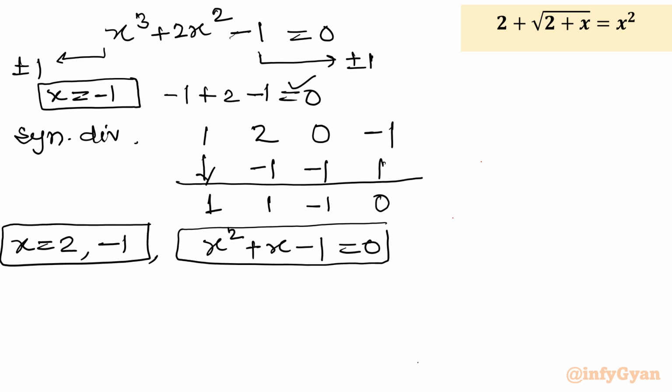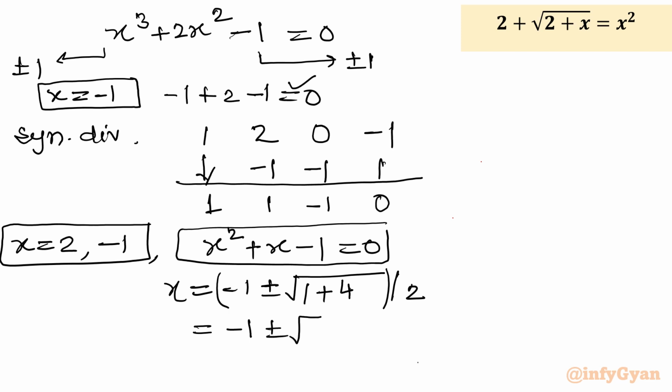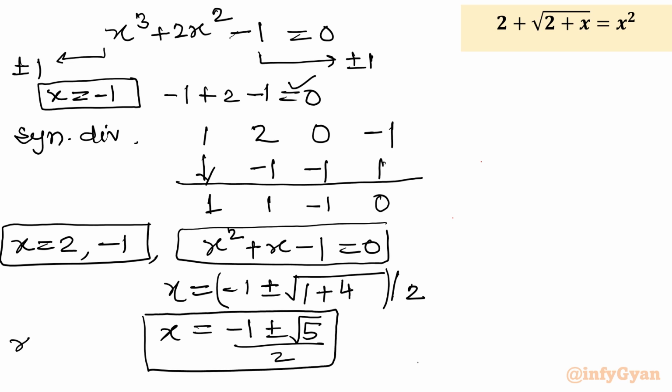Okay, now let's solve this quadratic equation quickly. x is equal to, by the quadratic formula, minus b, minus 1, plus minus the square root of b squared, that is 1 squared, minus 4ac, so plus 4, divided by 2. So I will write minus 1 plus minus square root of 5 divided by 2. So there are 4 real solutions of this equation, as you can see: 2, minus 1, and x equal to minus 1 plus minus root 5 over 2.